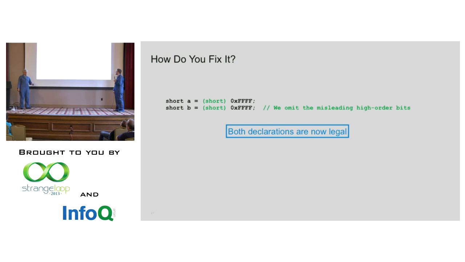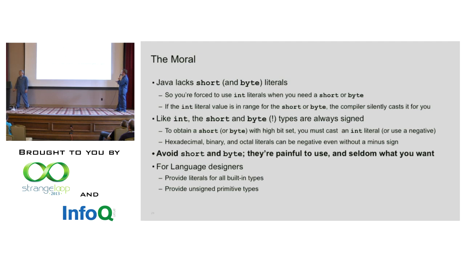And what can we learn from it? A few things. First of all, Java lacks short and byte literals. So we're stuck having to assign an int literal to a short, even though we don't want to. And if the int literal is in the allowed range for a short or a byte, the compiler will just silently cast it for you. Also, just like int, the short and byte types are always signed, which is unfortunate. The byte type is always signed. It's not really what you want. Who would design a signed byte type?